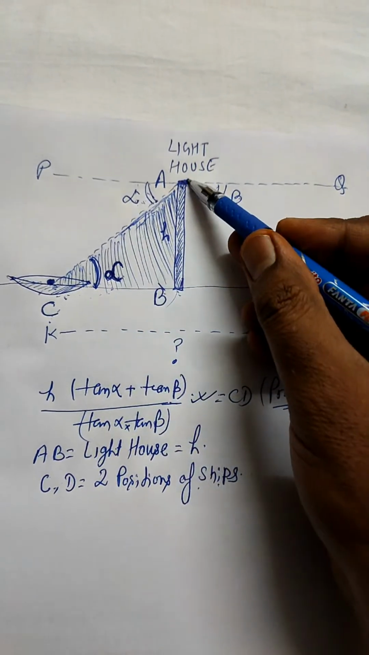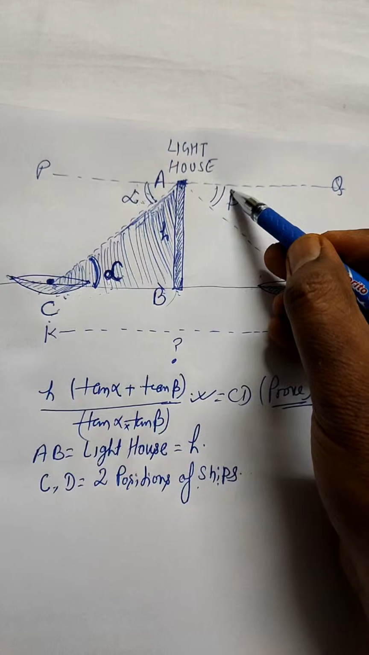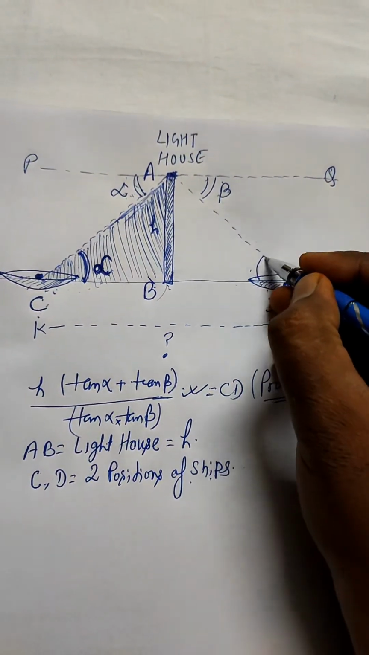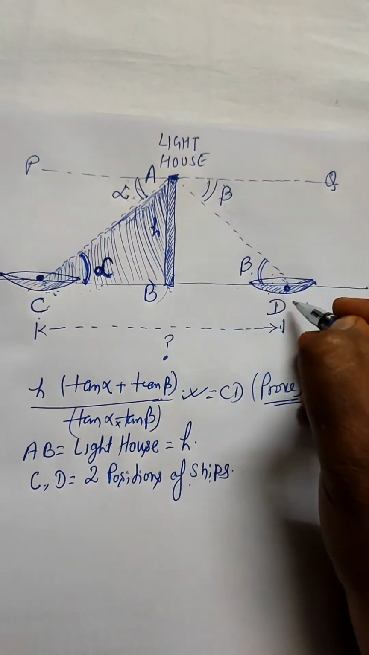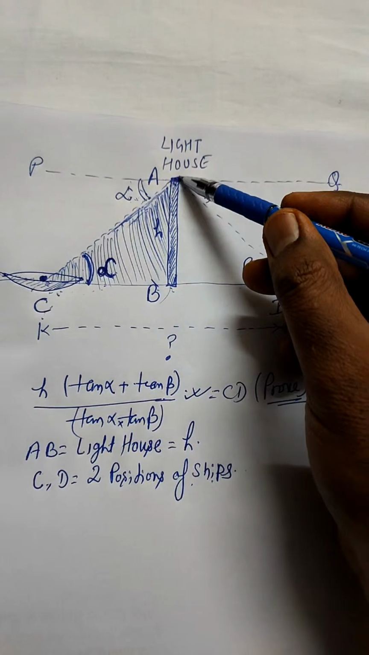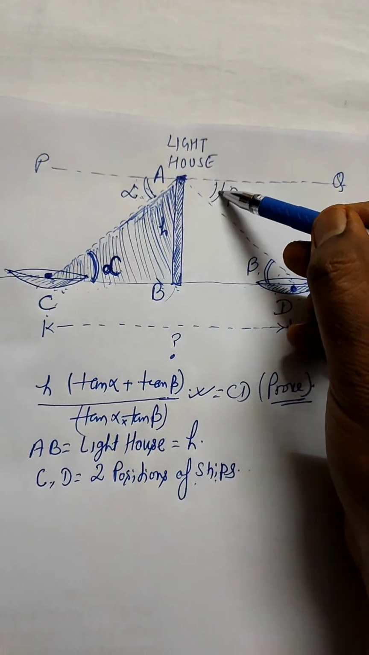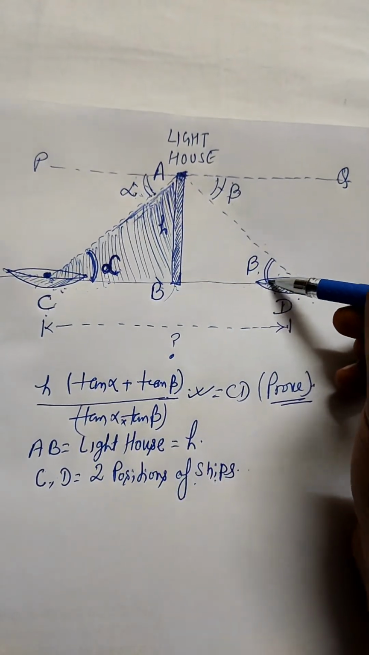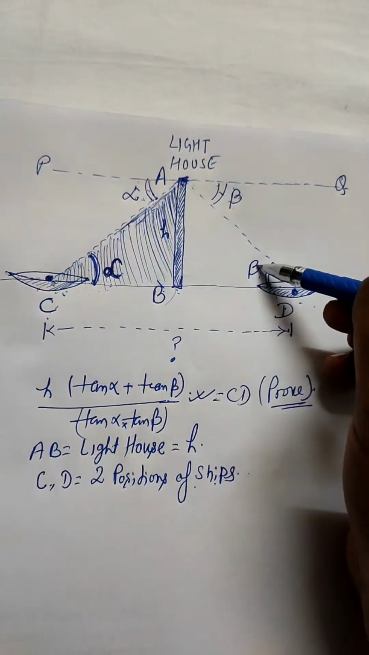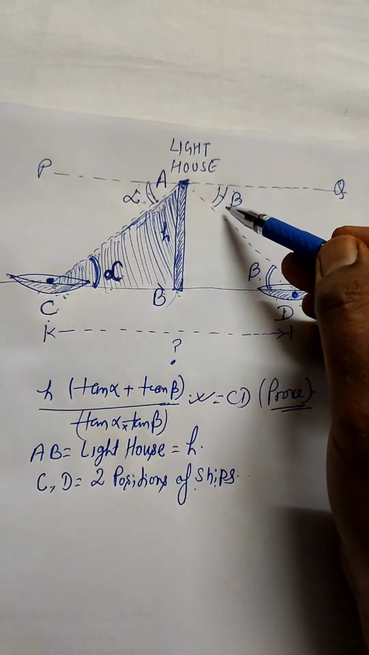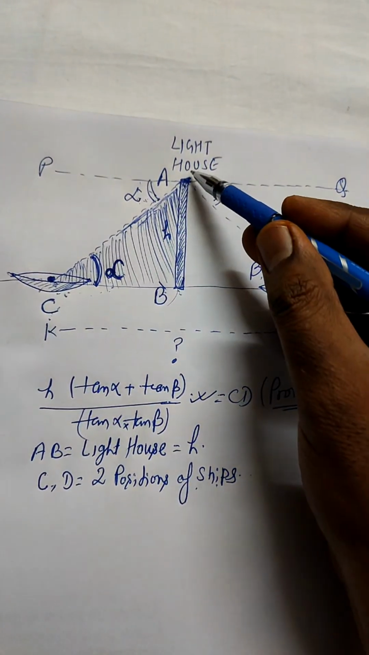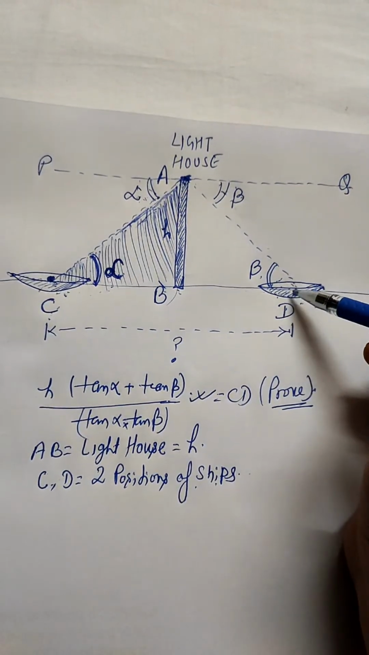Similarly, from the top of the lighthouse, this beta is the angle of depression for the second ship, and this beta can be converted over here as angle of elevation from the ship, right? So the angle of depression from the top of the lighthouse is converted to angle of elevation from the ship. From the top you are looking downward, and from the ship you are looking upward. So angle of elevation will be formed only when you are seeing something upward which is higher than you.